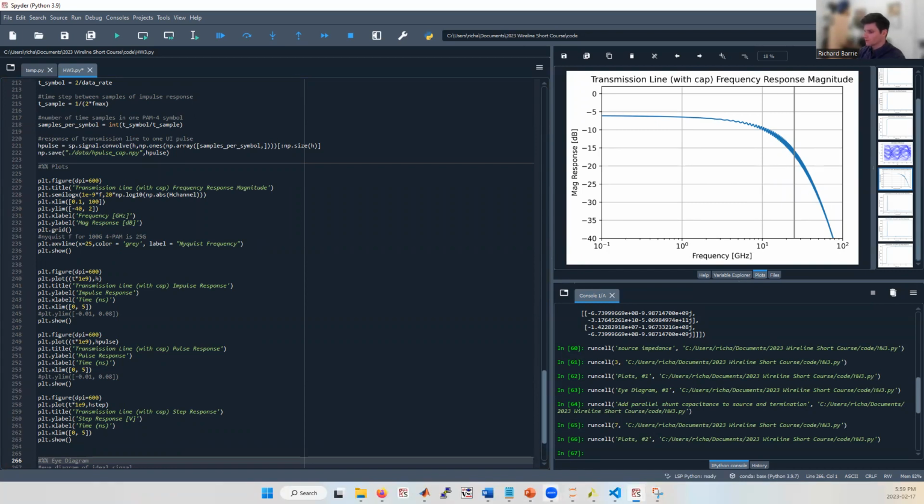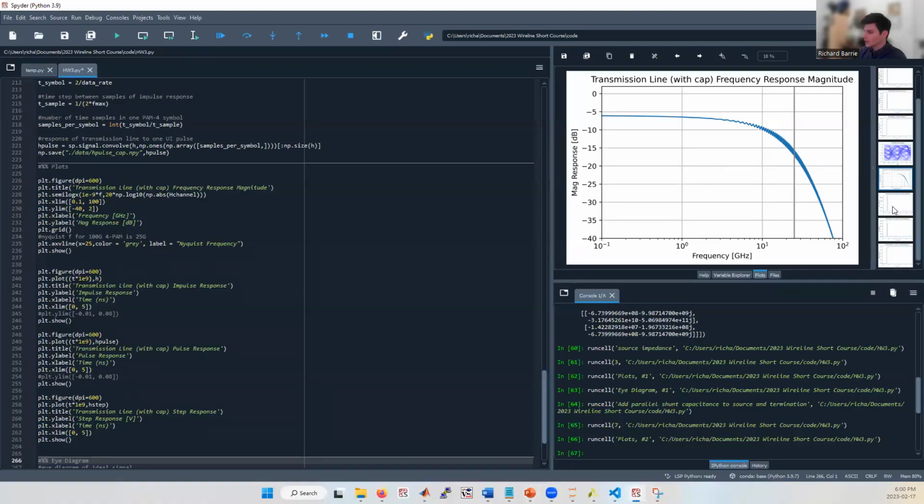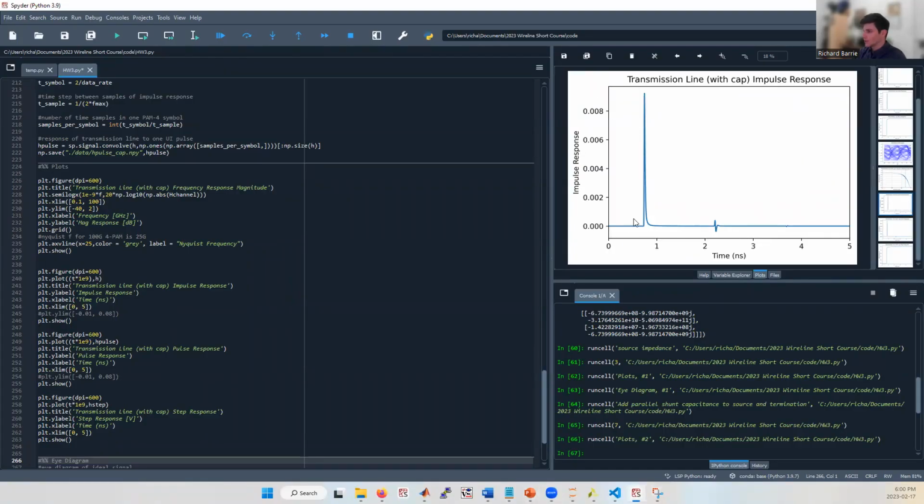And also, the capacitance effectively changes the characteristic impedance of this part of the transmission line. So now our source and termination and transmission line characteristic impedance doesn't match, and this causes a reflection. And so if we look at the impulse response, you can see we have our main cursor, some post cursors, and then a nanosecond later, we have our reflection and even another small reflection.